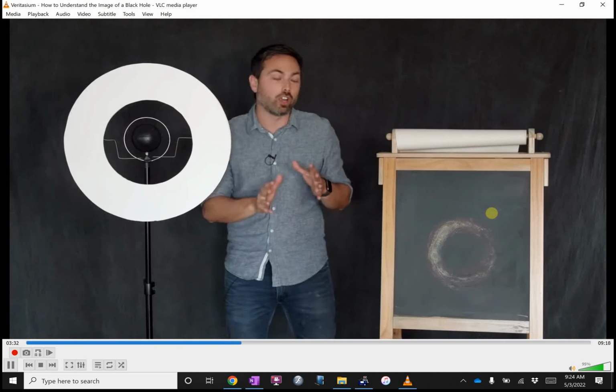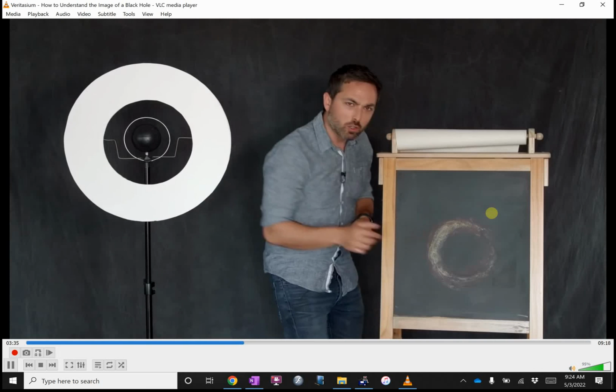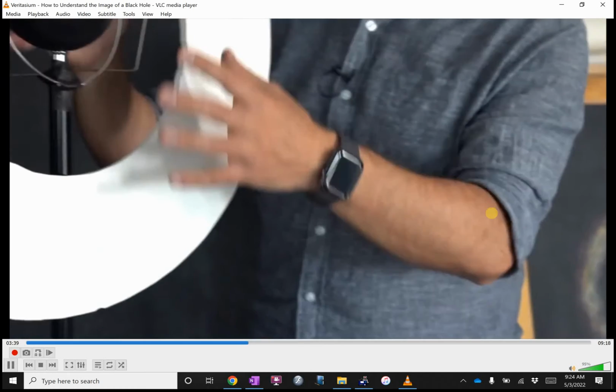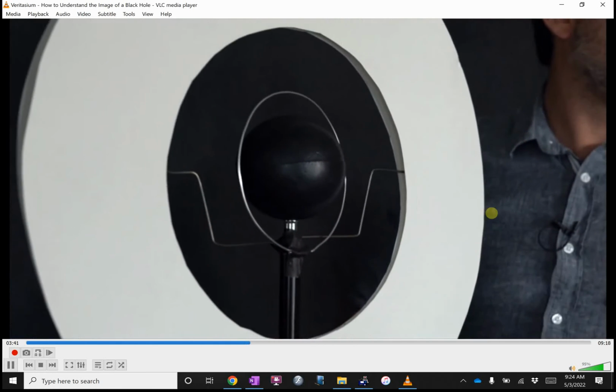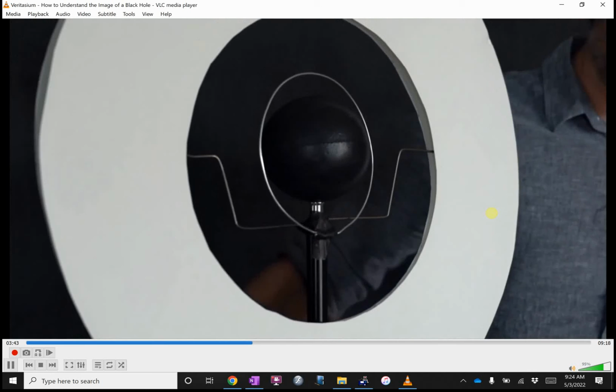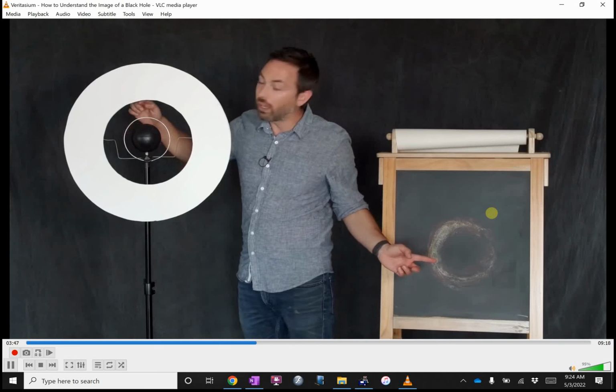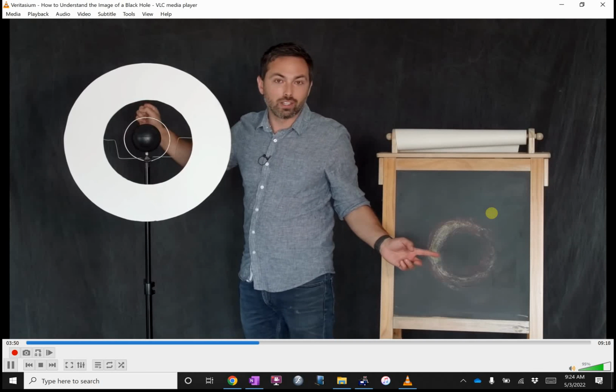Now, the question I want to answer is, what does this black, quote-unquote, shadow in the image correspond to in this picture of what's actually going on around the black hole? Is it the event horizon? Are we simply looking at this? Or is it the photon sphere or the innermost stable circular orbit?